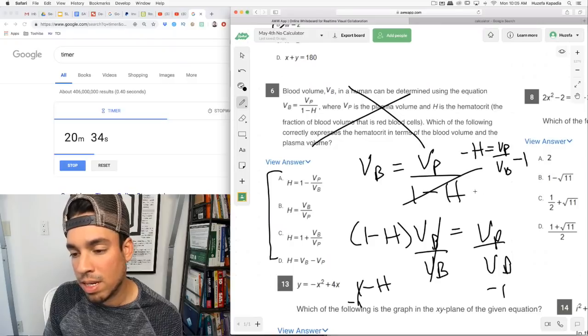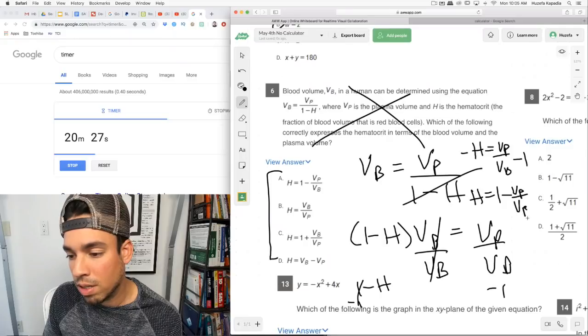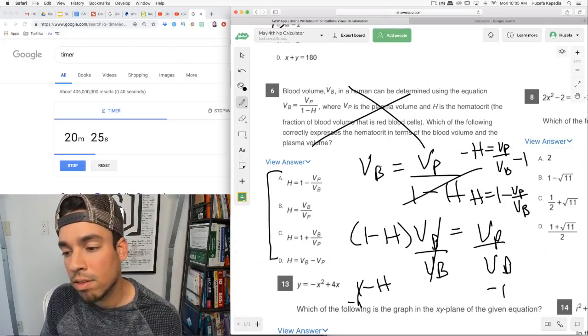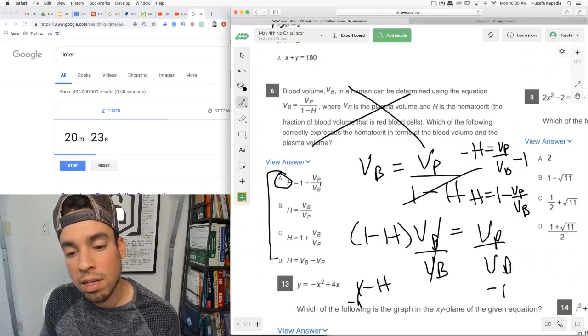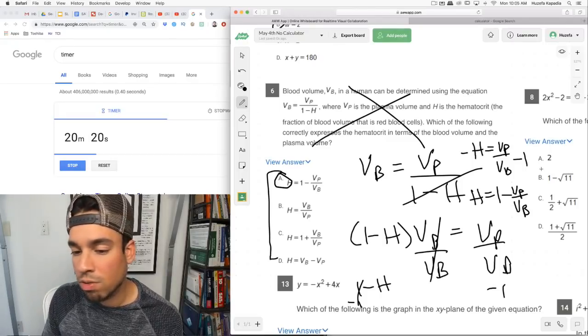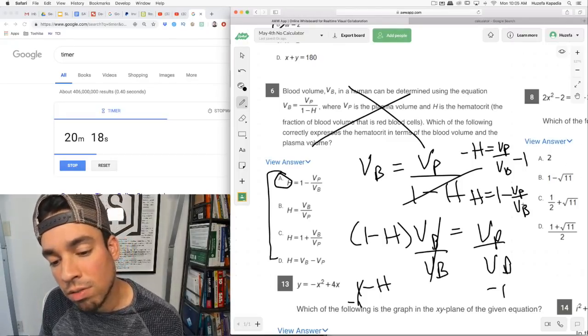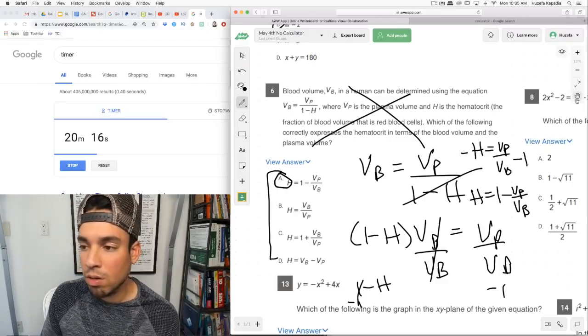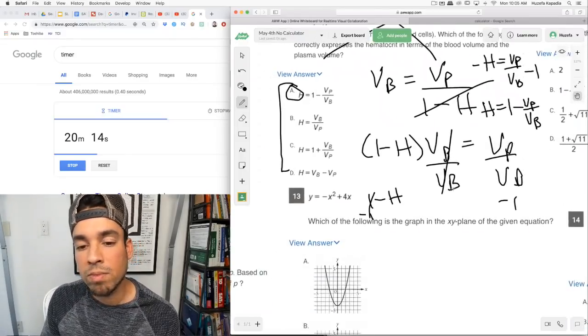And then multiply everything by negative 1. So it's H equals positive 1. And then that flips to a negative minus VP over VB. I think that's B, right? And it's this one, A. H equals 1 minus VP over VB. The rest of them don't make any sense. There we go. All right, next.